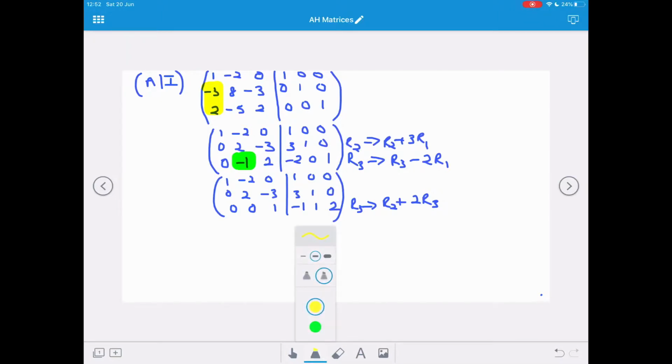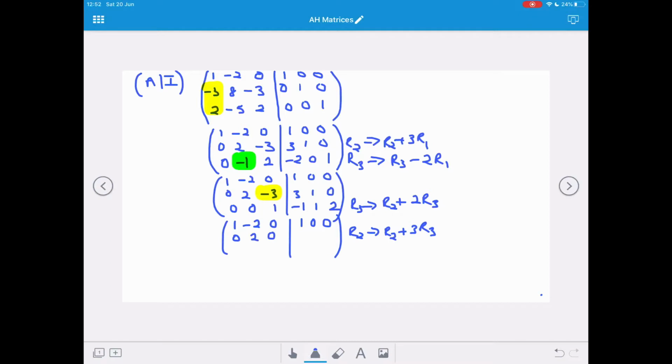Now the next thing we want to do is eliminate the negative 3 in A23. So we need to rewrite row 1 because we're not making any changes to it. So that's 1, negative 2, 0, 1, 0, 0. And to eliminate that negative 3, we're going to do row 2, and we're going to add on 3 of row 3. And that's going to give us row 2 of 0, 2, 0. And then we've got 0, 4, 6 on the right hand side. And row 3 is going to be exactly the same.